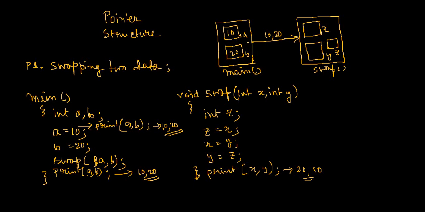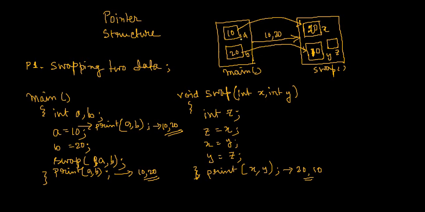So when you are calling this, what's happening, as we have seen in the previous class, is that the value of a is being copied over here, that's why x contains 10. The value of b is copied over here, that's why it contains 20. Now when you are swapping within this swap function, this 10 becomes 20 and 20 becomes 10. That is okay, fine.